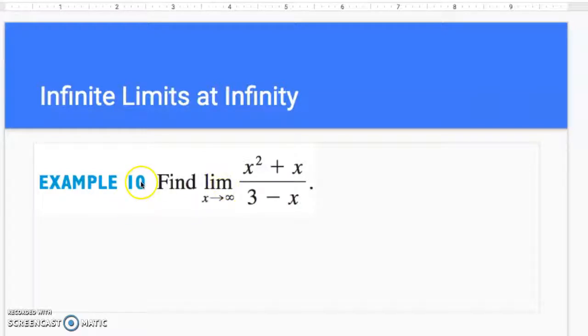Example 10. If you plug in infinity here, you'll have infinity squared plus infinity, which is infinity. Then on the bottom, you'll have 3 minus infinity, which would be negative infinity. But this is another issue where you can't have infinity divided by infinity. We don't know if they're the same and that equals 1. We don't know if one's larger than the other, and you could get infinity if the top is larger, or you could get 0 if the bottom is larger. So this is an indeterminate form, and we got to do something different than just plugging infinity in.